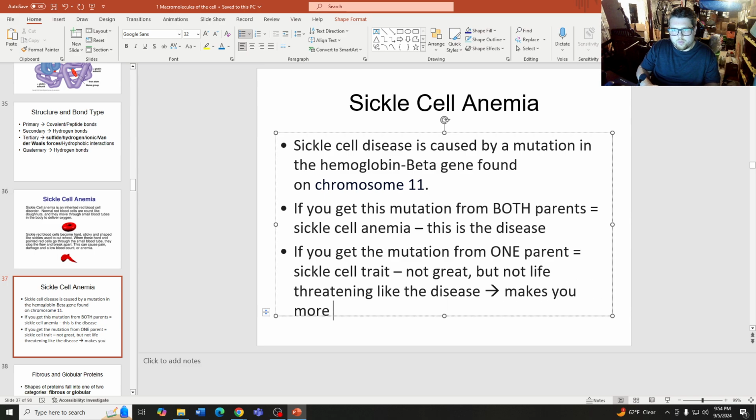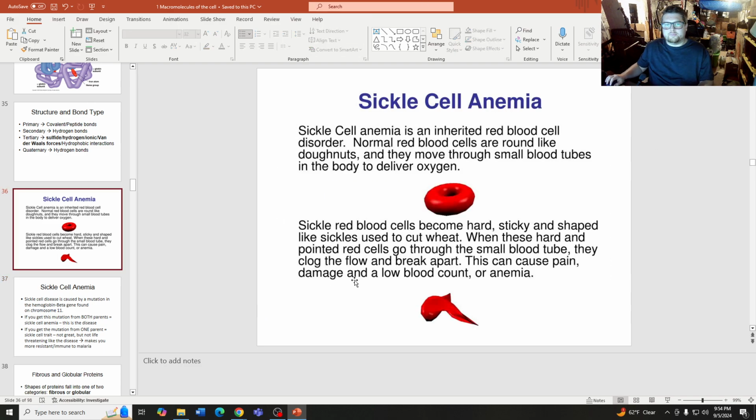Makes you more resistant or immune to malaria. I'll explain that real quick. So, with sickle cell, because of the mutation on the chromosome that codes for the building of red blood cells, basically your blood doesn't produce the cells appropriately. And so they become hard, sticky, shaped like sickles, so they're kind of sharp in different components.